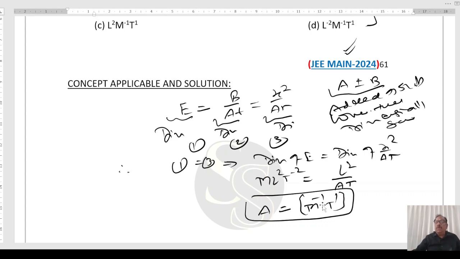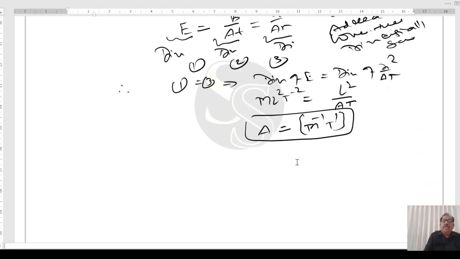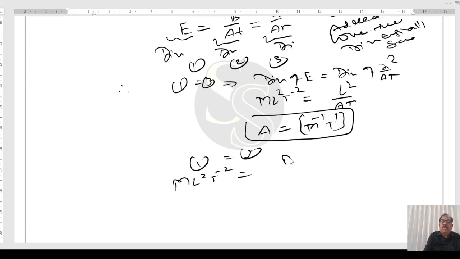Right? Now taking 1 equal to 2. mL2T minus 2 equal to B upon A, m minus 1 T1, into T. This comes out to be m minus 1. So dimension of B comes out to be m minus 1 B. T to the power 2, T goes. So this comes out to be L square.